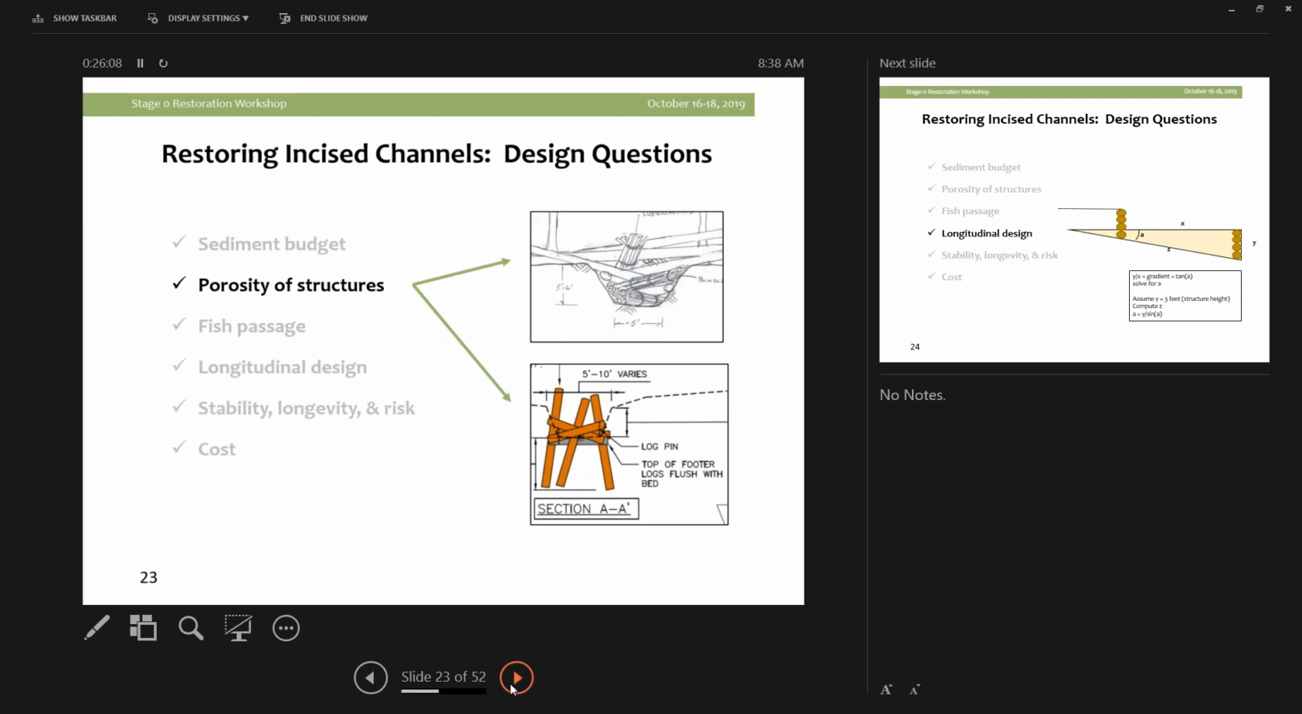And then in our Eagle Creek project, which I'll talk about, it's a bigger system, and we actually changed our thinking a little bit on porosity, and really started thinking about using logs that are cut to fit as horizontal members near the bed. Similar in some ways to the old Forest Service weirs, but rather than being a single log by itself, using that as a component of a more complex structure to trigger deposition throughout the structure.